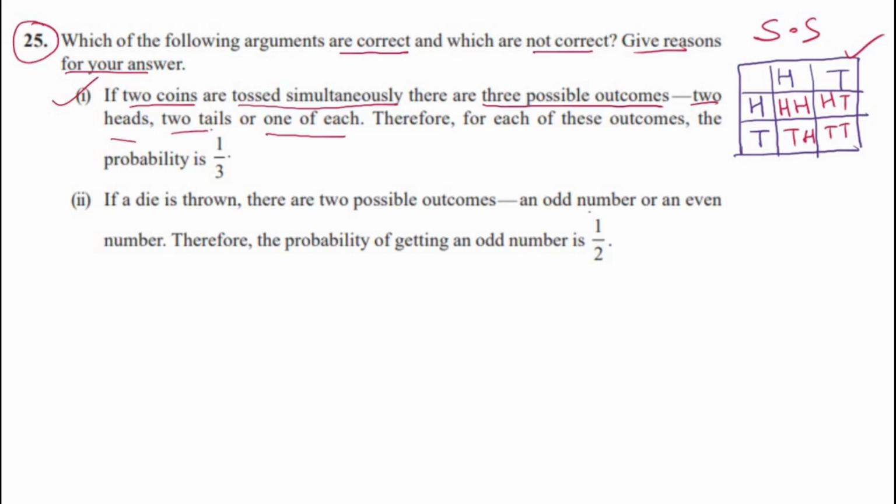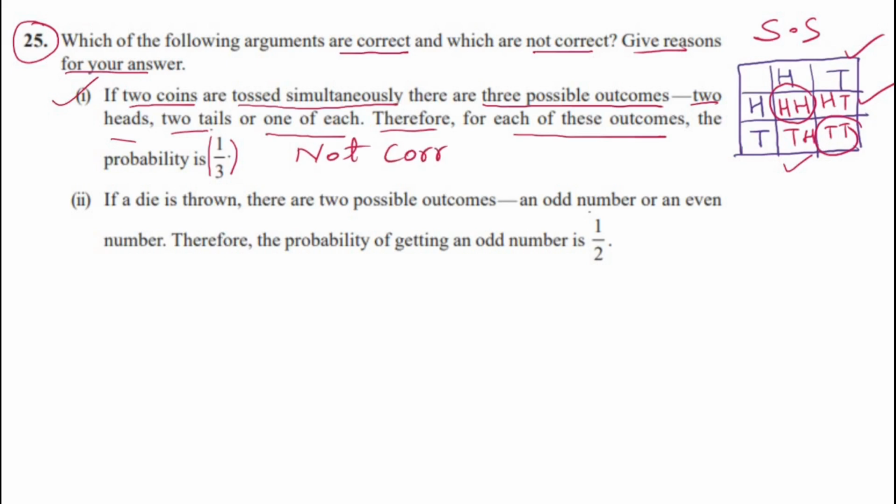But according to our sample space, we have 2 heads, 2 tails, a head and a tail in one combination, and a tail and a head in another combination. So according to the question statement continues, therefore, each of these outcomes, the probability is 1 upon 3. It is correct or incorrect. According to me, it is not correct.